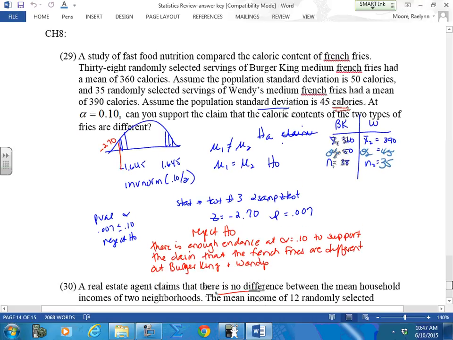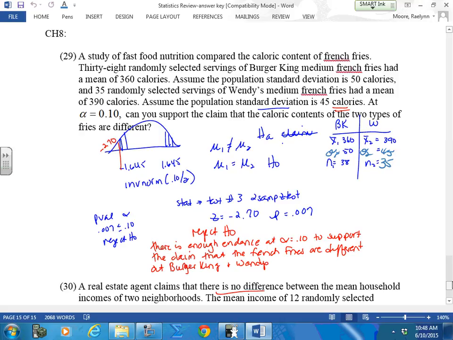Okay, here's a nice independent comparison of two things going on. We're comparing French fries at Burger King and French fries at Wendy's. This is great for what the statistics is meant for. Again, yours doesn't say population standard deviation, and I apologize. So that's why we know it's a z-test, a two-sample z-test. If you did a two-sample t, that's because you didn't see the word population there. So this is our two-sample z-test.